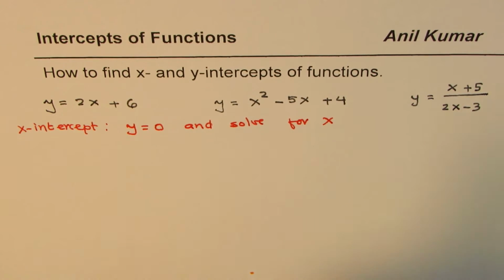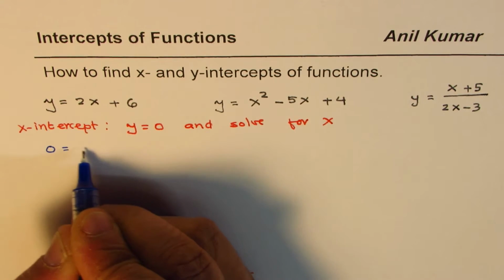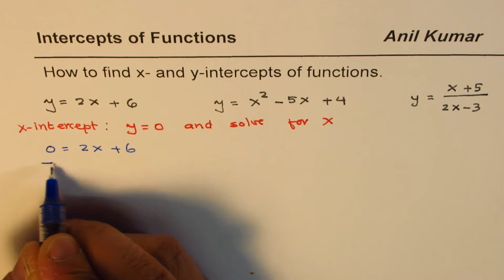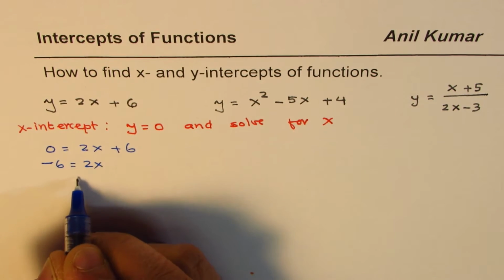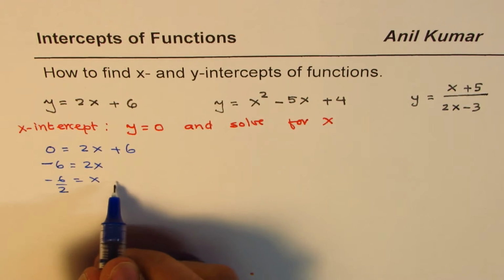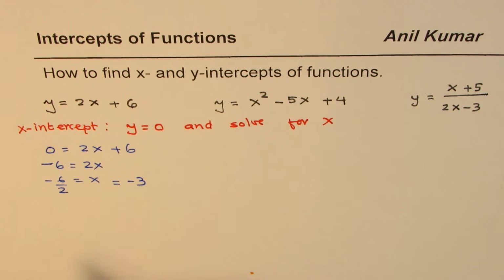So let's do it. If I substitute y equals 0 in the linear equation, I get 0 equals 2x plus 6. Solving for x, we get minus 6 equals 2x, or x equals minus 6 divided by 2. And that gives me a value of minus 3. So the x-intercept is minus 3.